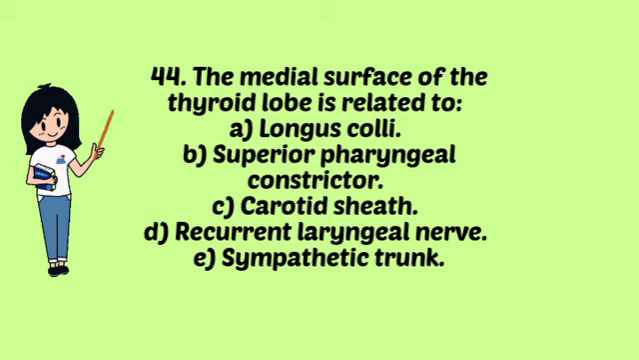44. The medial surface of the thyroid lobe is related to A. Longus colli, B. Superior pharyngeal constrictor, C. Carotid sheath, D. Recurrent laryngeal nerve, E. Sympathetic trunk. Option D is correct, recurrent laryngeal nerve.